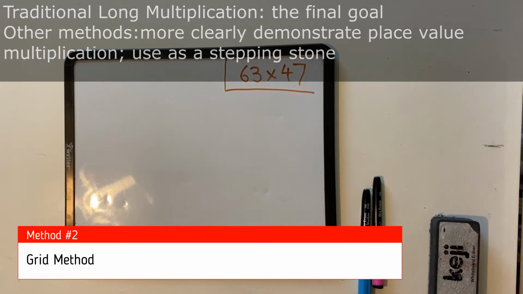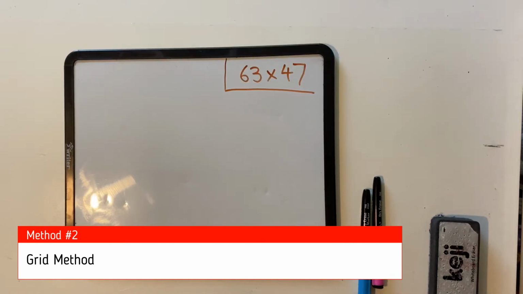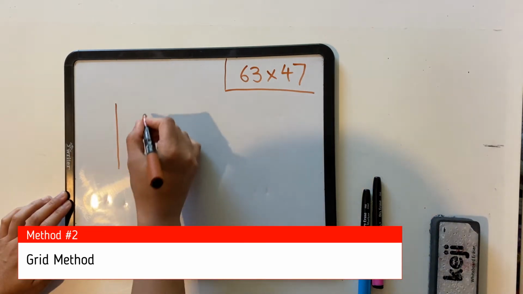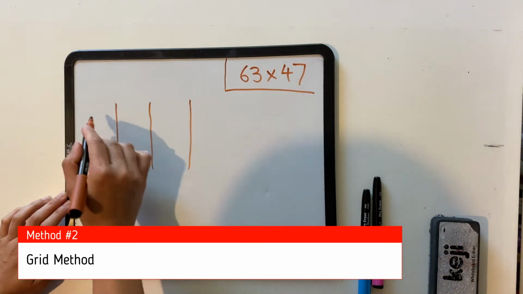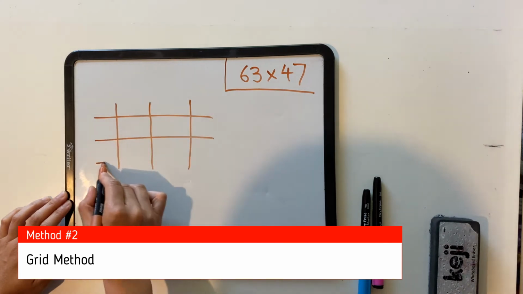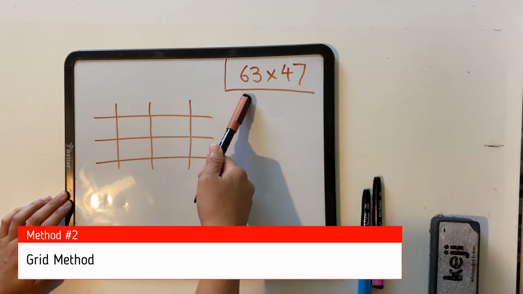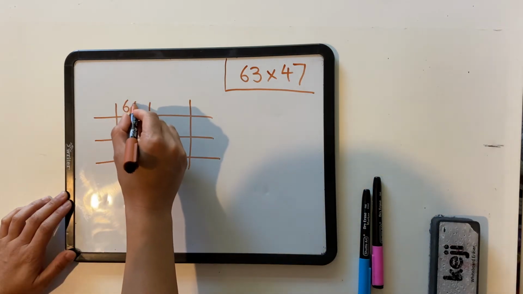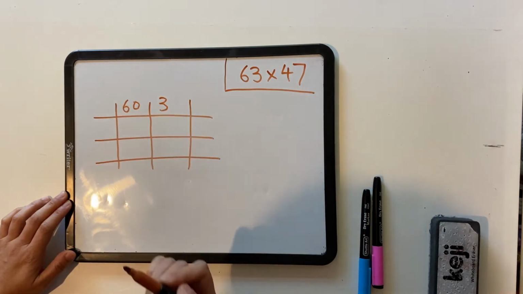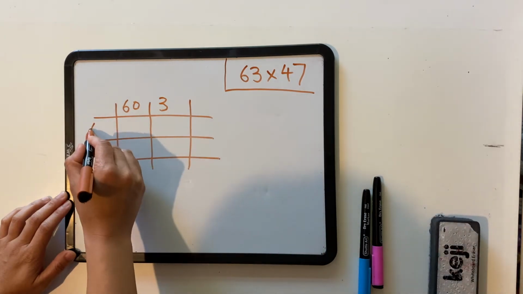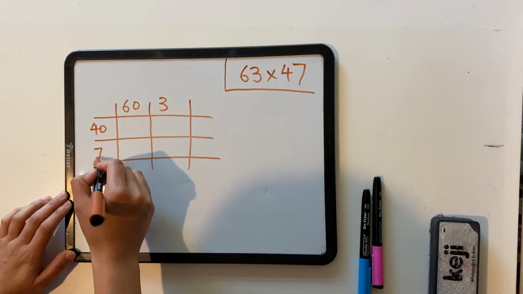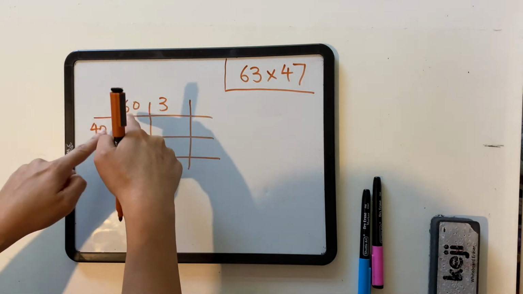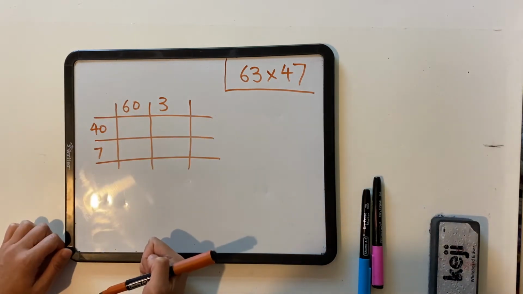And a lot of primary schools actually teach this to their students now. So still using this as an example, I'm going to draw a grid. And I'm going to break these numbers into their tens and ones. So 63 becomes 60 and 3. 47 becomes 40 and 7. So now these boxes you just fill in by multiplying the corresponding row and column.